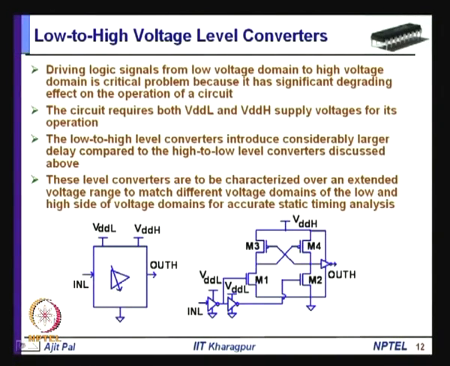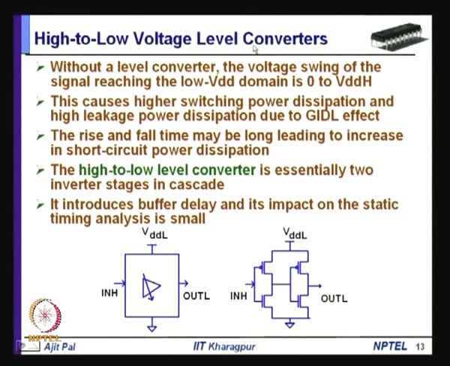Now, coming to high to low voltage level converters, what is the problem you can face whenever they are not used? Without a level converter, the voltage swing of the signal reaching the low VDD domain is 0 to high VDD. So, without a level converter the voltage swing is more. This causes higher switching power dissipation and high leakage power dissipation due to the GIDL effect.